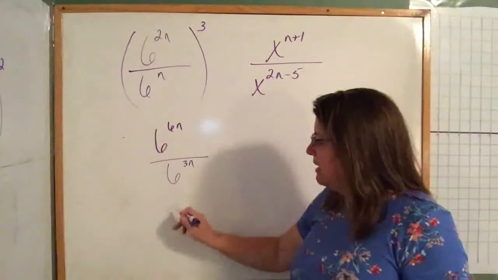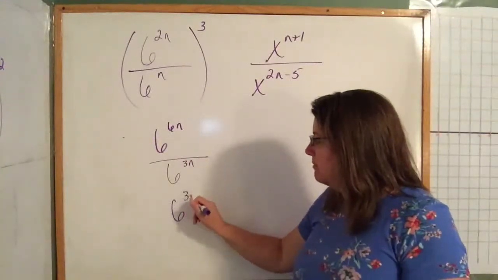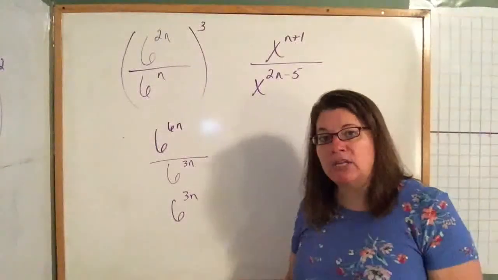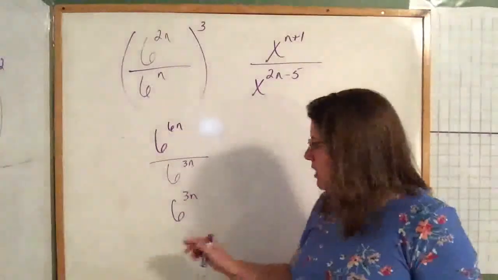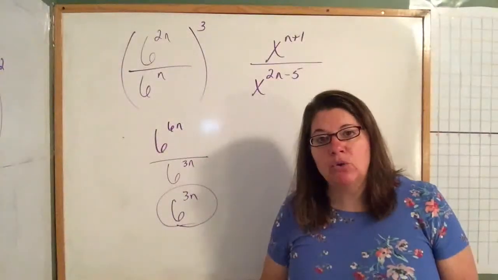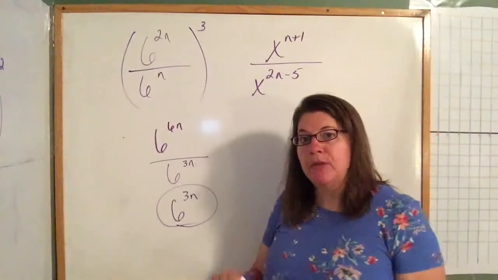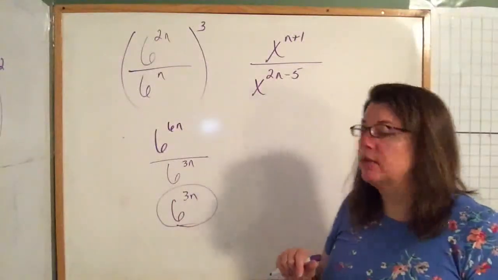So I keep the base, 6. 6n minus 3n is 3n. That's all I can do. I'm not going to try to do 6 cubed or anything like that. I'm just going to leave it like this. It is okay to have a variable in your exponent, no problem. And we'll learn more about this as we move through the Algebra 2 class.